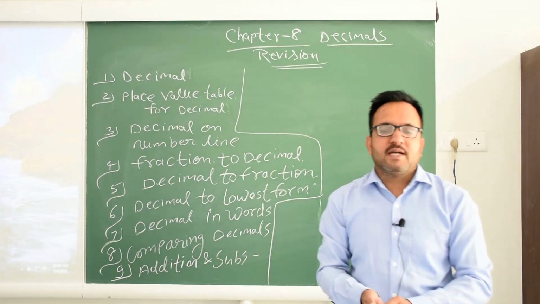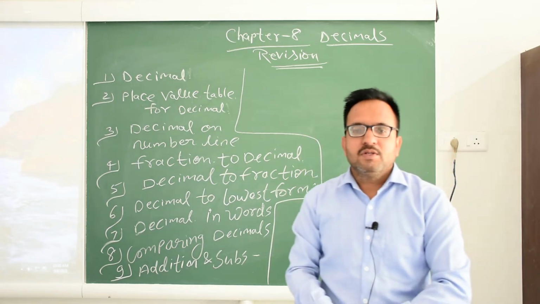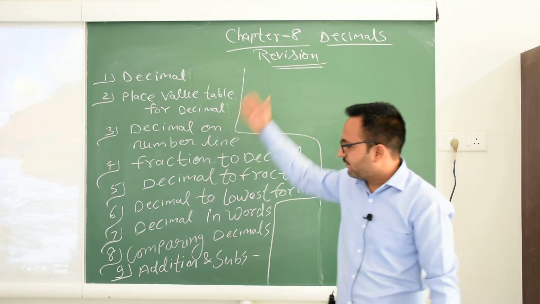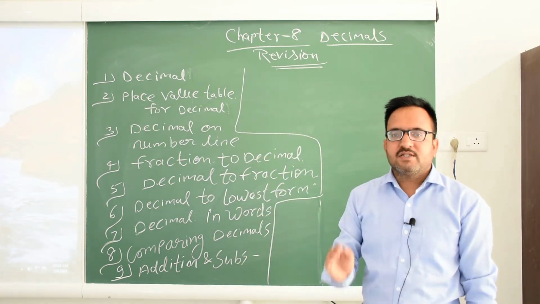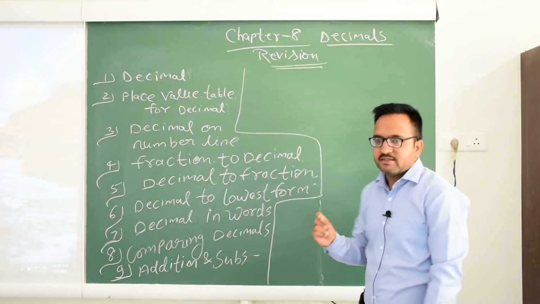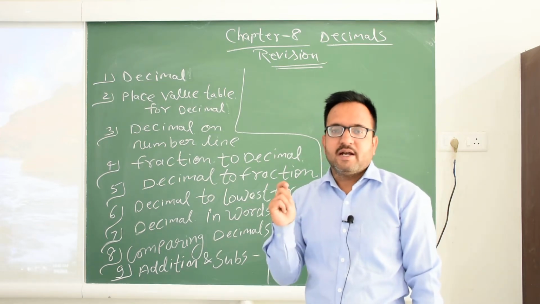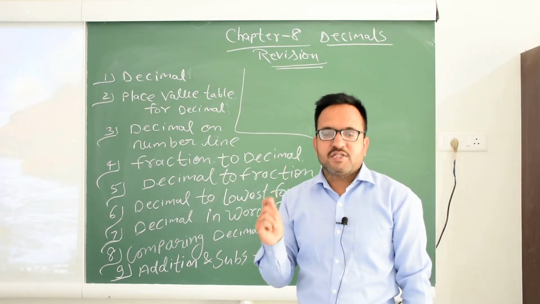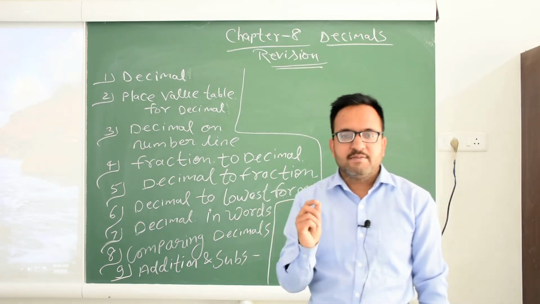Today we are going to start chapter number 8, Decimals, and it is a revision video. In this chapter we cover the following topics one by one. Your first topic is decimals. What do you mean by decimals? A decimal is a number. A decimal is also a number, like integers, rational numbers, natural numbers and whole numbers. So how do we denote a decimal number?